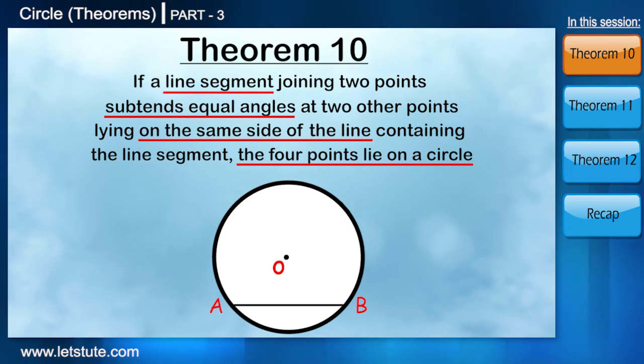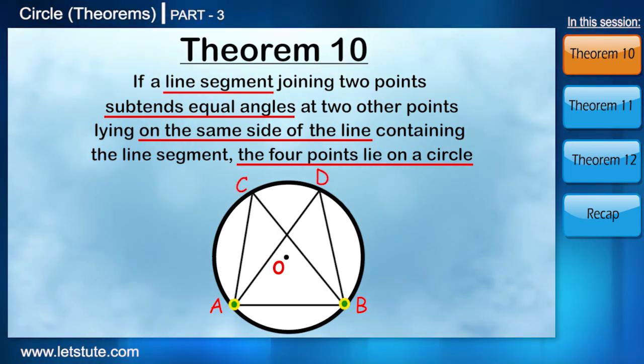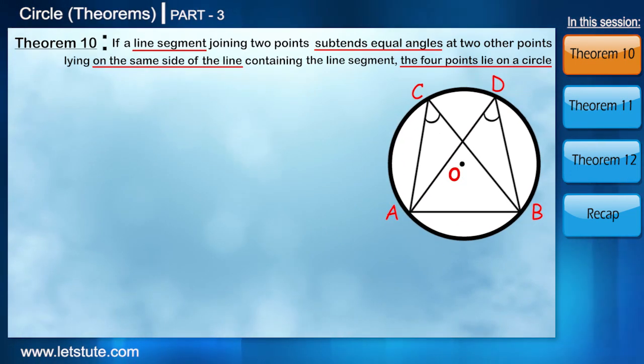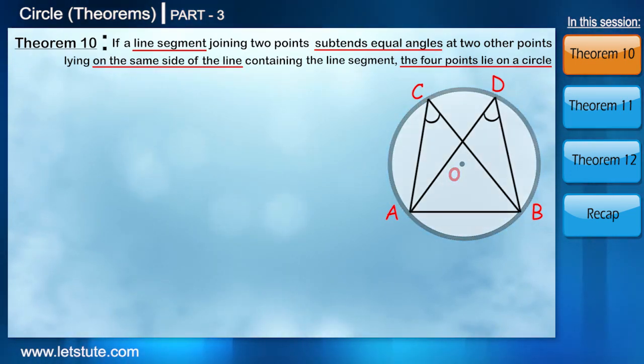If a line segment joining 2 points subtends equal angles at 2 other points lying on the same side of the line containing the line segment, the 4 points lie on a circle. I know the statement is really confusing. Let's draw a diagram for the same thing.